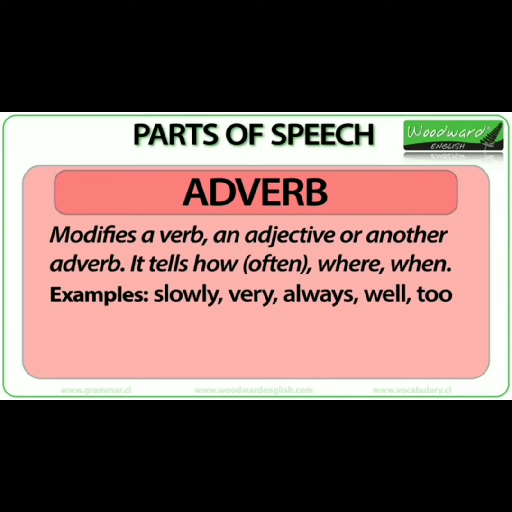Adverb. It modifies a verb, an adjective, or another adverb. It tells how often, where, when. Example: slowly, very, always, well, too. I am speaking slowly. Here you see, speaking is the verb, and how am I speaking? Slowly. So, slowly is the adverb which modifies the verb speaking.